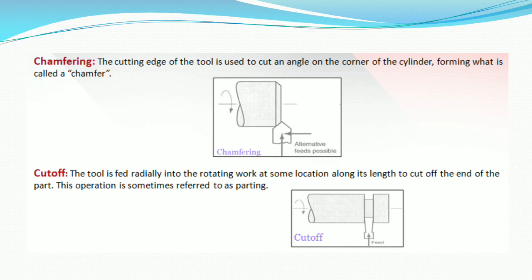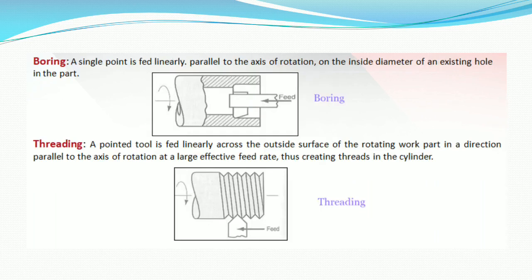Next one, cutoff. The tool is fed radially into the rotating work at some location along its length to cut off the end of the part. This operation is sometimes referred to as parting. There is a figure of cutoff as well.